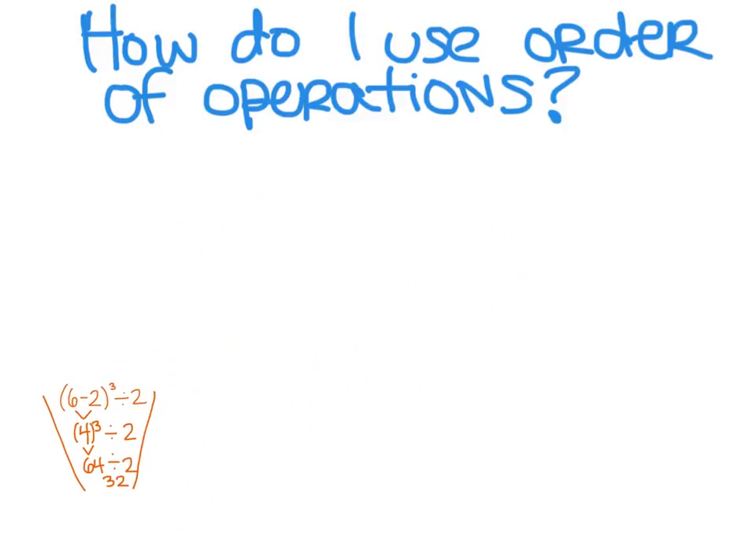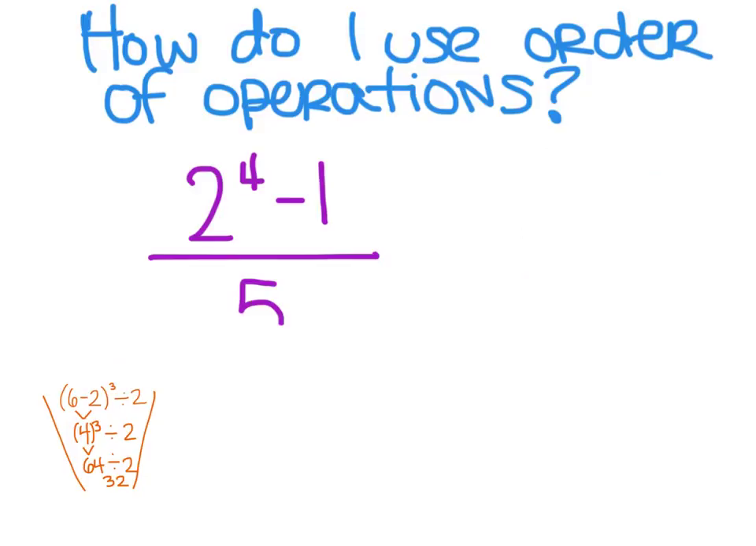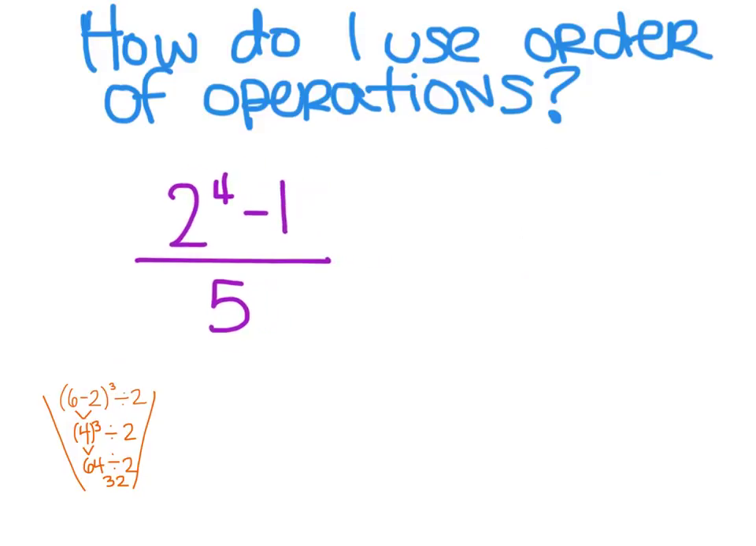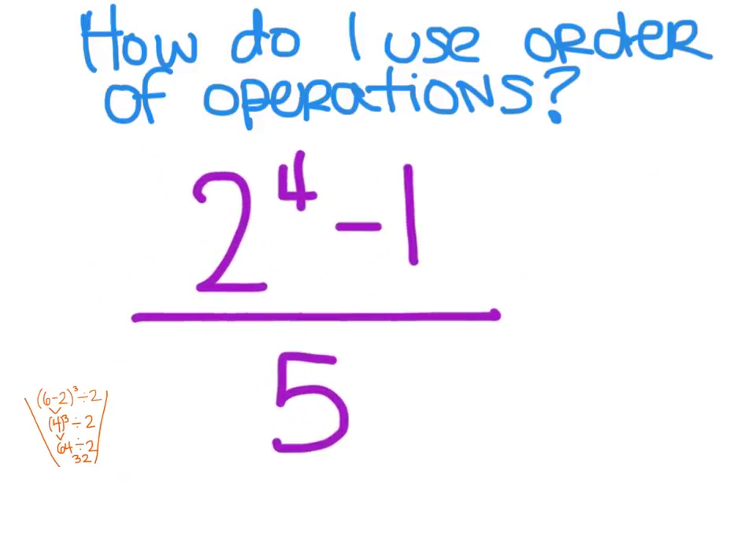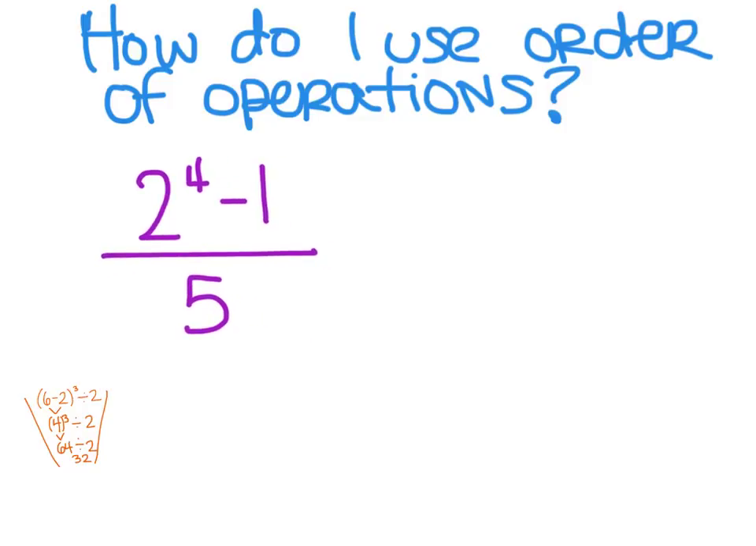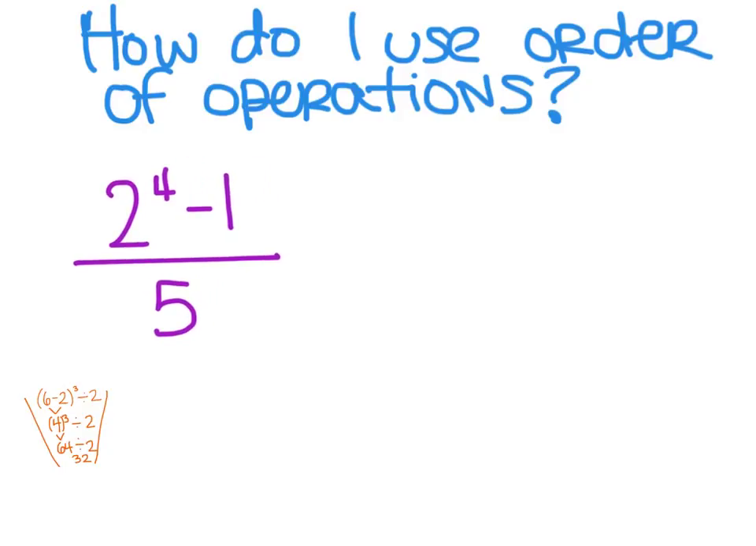Next one, 2 to the 4th power minus 1 all over 5. Okay, this one, because it's a fraction, you're going to follow order of operations in the numerator, you'll follow order of operations in the denominator, and then at the very end, you'll divide the 2. So that's something that I would put in your notes.